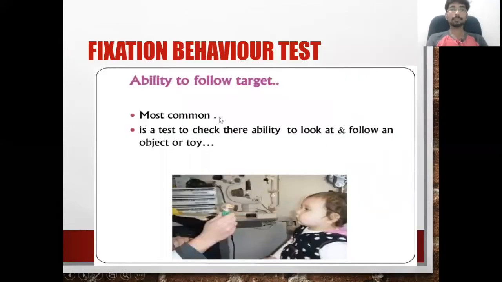Next is the fixation behavior test. Whether the baby can follow the target or not. It is the most common and useful test in OPD to assess visual acuity in babies. It is a test to check the ability to look at and follow an object or toy. So in this image, the baby has been shown a toy. So the baby is looking at the toy and following the toy. So in this baby, vision is normal.